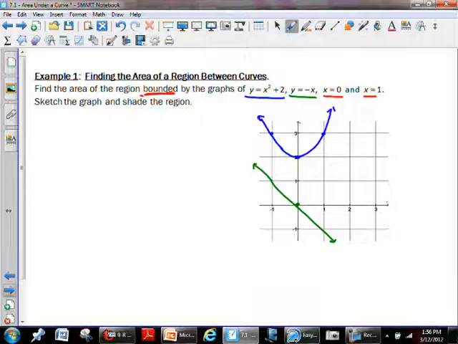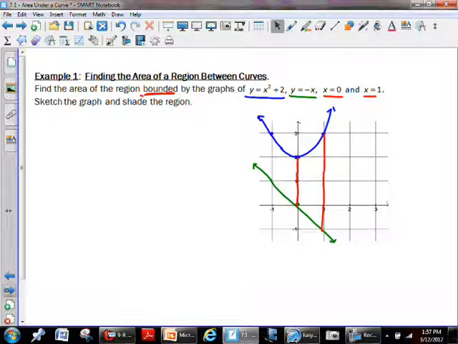X equaling 0 is just the y-axis, right? It's the vertical line where all x values are 0. X equal 1, well, that would look a little something like this, wouldn't it? And now we do have an enclosed region. And it's a little unusual in that it's sort of lying partly above the x-axis and partly below. And that's new for us. We haven't seen that, especially those of you who are using the Larson textbook.